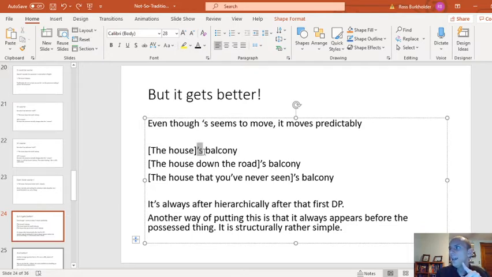The apostrophe S always appears next to balcony. It doesn't matter how far it gets separated from this possessor, house, it likes to appear next to balcony, or on the very right edge of this whole phrase. That's cool, and very explicable with modern syntax.